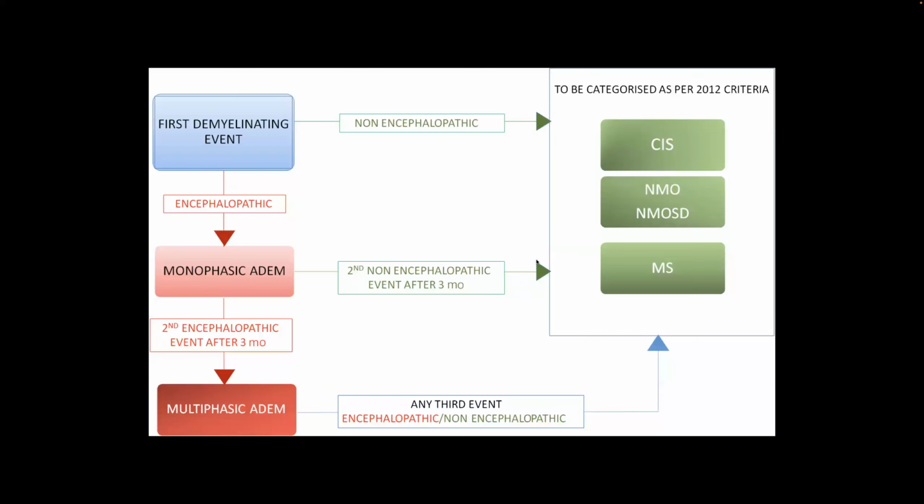All right. So this was, I think, Anas has already mentioned. MOG and NMO was negative. I think we have sent MOG and NMO again, thinking of demyelination. The question was, do we send for oligoclonal bands? And Anas, do you think it fits into any of this algorithm?